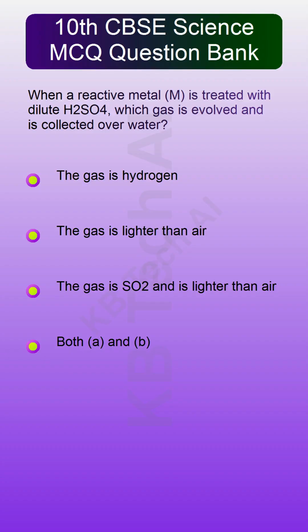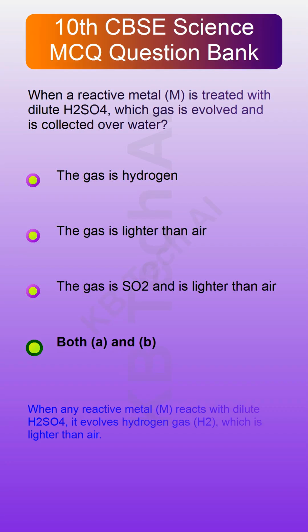When a reactive metal, M, is treated with dilute H2SO4, which gas is evolved and is collected over water? Option 1, the gas is hydrogen, option 2, the gas is lighter than air, option 3, the gas is SO2 and is lighter than air, option 4, both, A and B. The answer is, option 4, both, A and B.